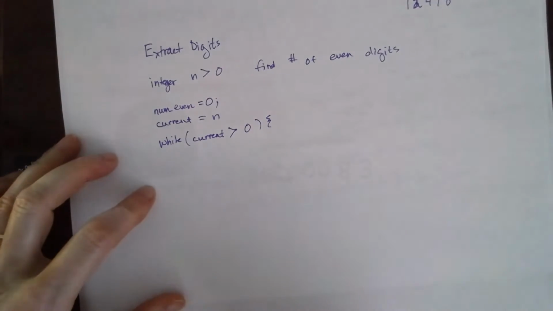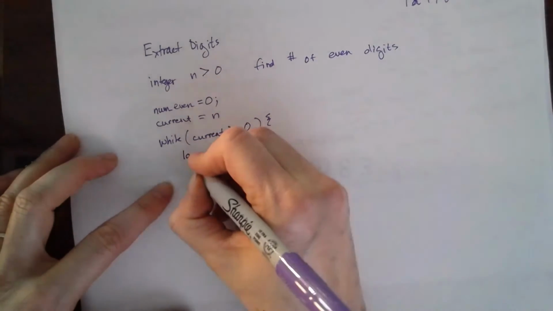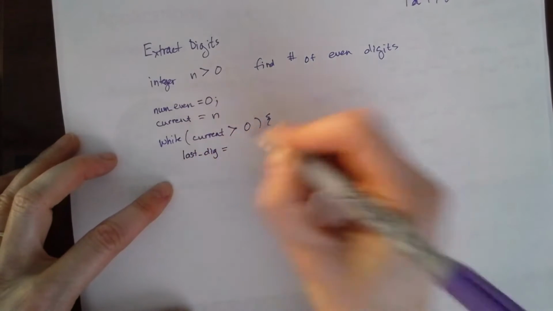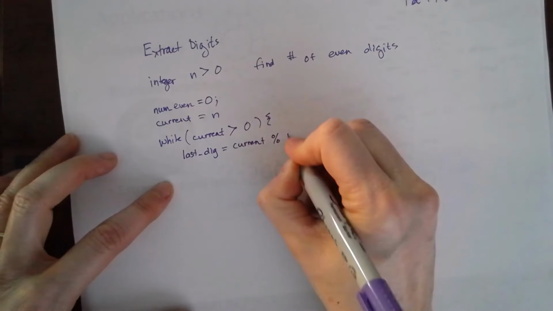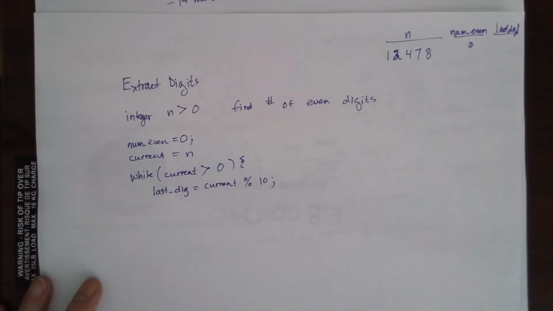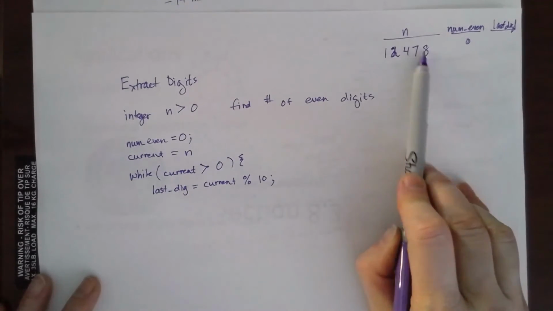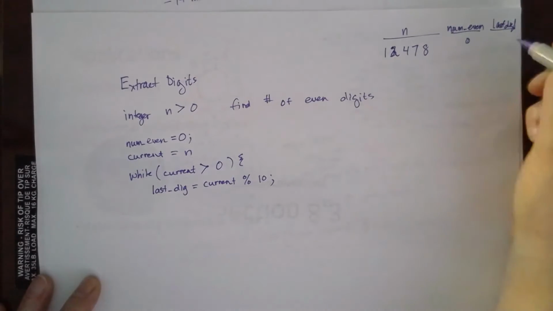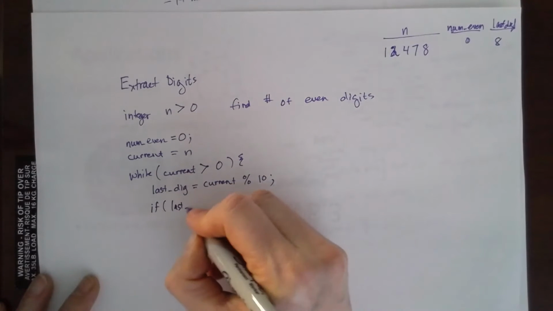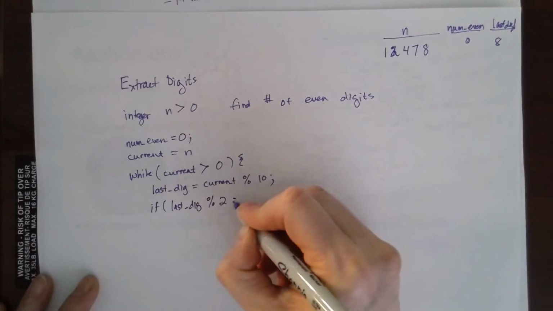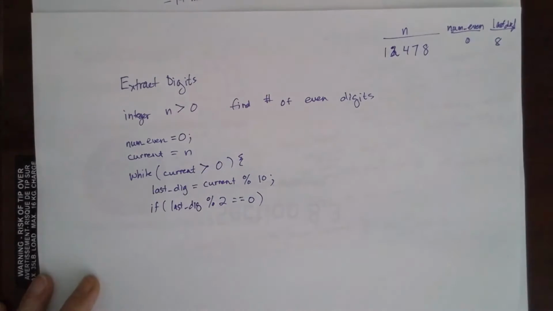The last digit, right? Because if I want to get that digit, how can I find it? Mod 10. So I'm just going to call this last digit equals current mod 10. If I do this mod 10, divide this by 10, the remainder is going to be whatever's in the ones place. That's going to give me an 8. And then I can just say, if last digit mod 2 is 0.